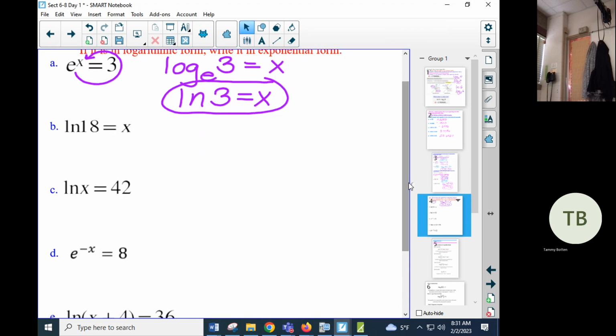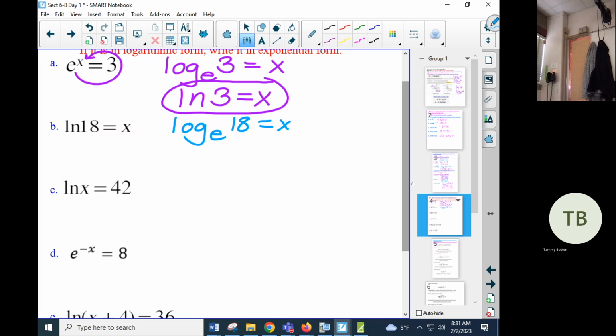Now, this is the other kind, and what you do on this one is you first replace natural log with log base e of 18 equals x. Okay. And then we need to take that and change it to exponential form. So if we do that log loop, it would be e to the x power equals 18. So e to the x power equals 18.